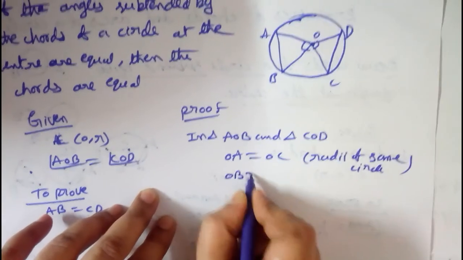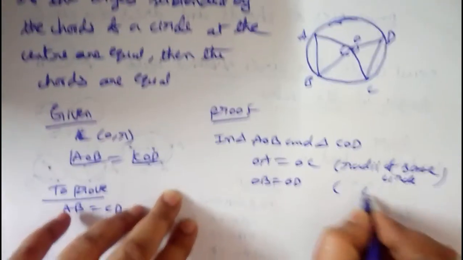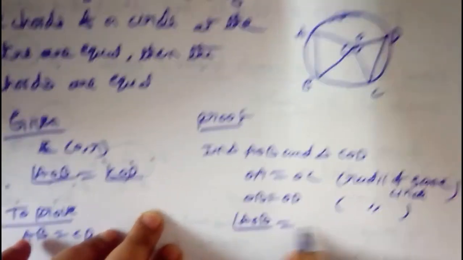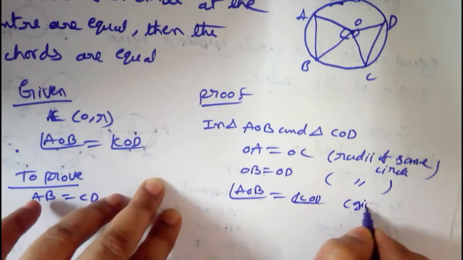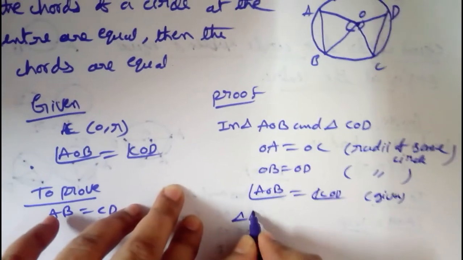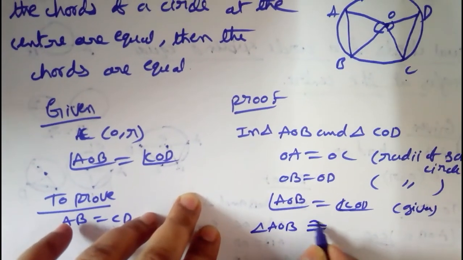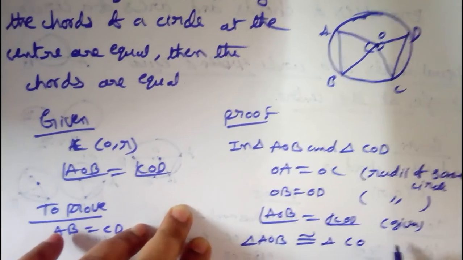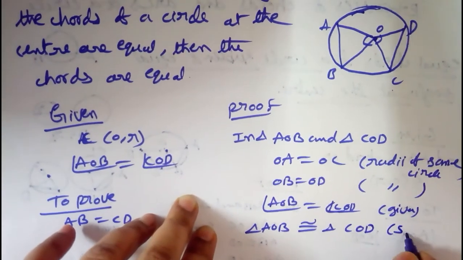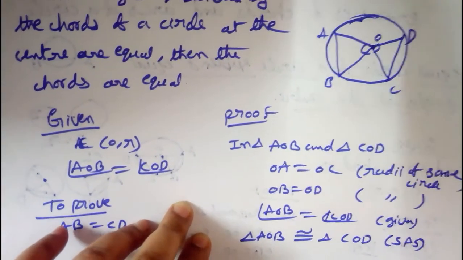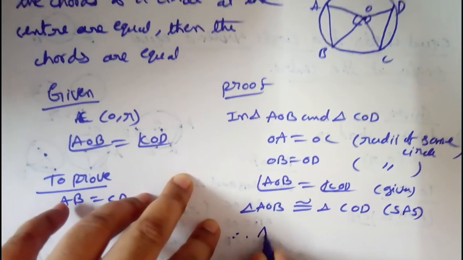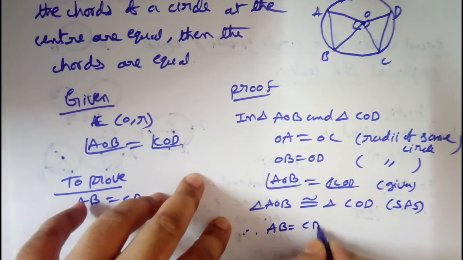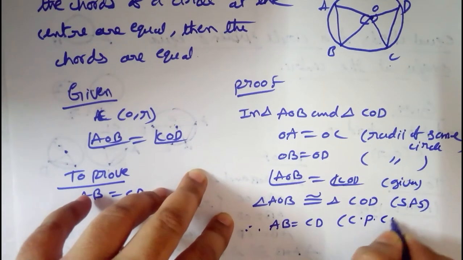OB is equal to OD, same radii of same circle. Angle AOB is equal to angle COD, given. Therefore, triangle AOB is congruent to triangle COD, SAS congruency. If the two triangles are congruent, corresponding parts are equal. Then AB is equal to CD, corresponding parts of congruent triangles.